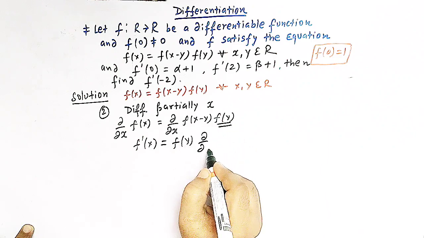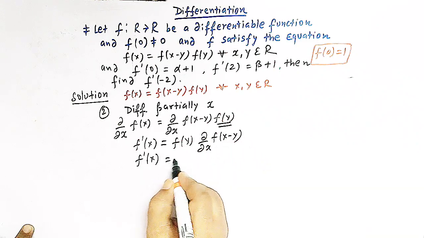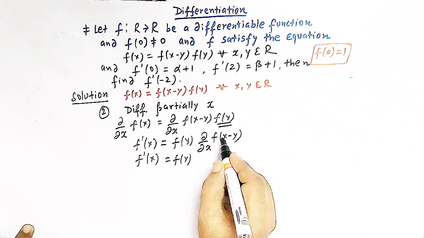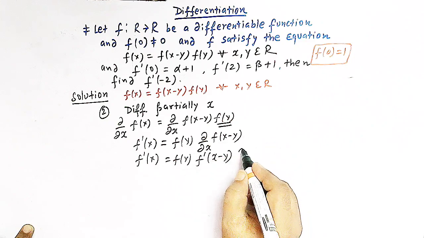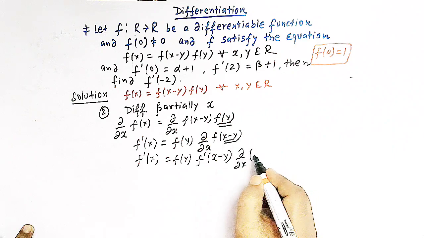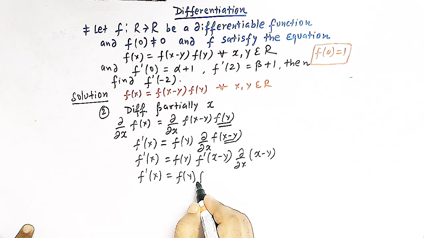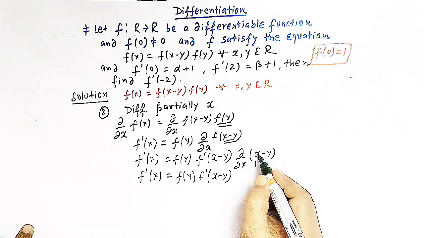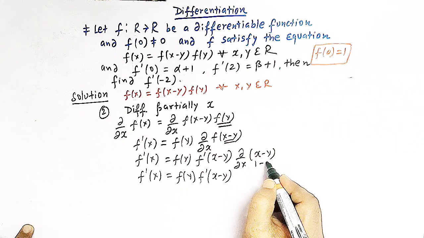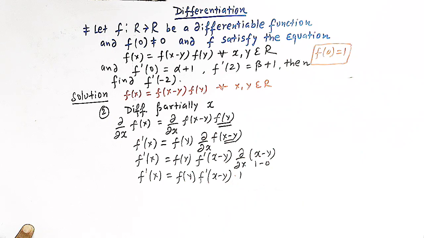So we have del by del x of f of x minus y. We have f prime of x, here we have f of y, and now first we differentiate f, so we have f prime of x minus y, and then by the chain rule we differentiate this factor, that is x minus y. So we have f prime of x is equal to f of y times f prime of x minus y times the derivative of x minus y, and the derivative of x with respect to x is 1, and the derivative of y with respect to x is 0, because y is treated as a constant. So here we have 1. Okay, so now here we have this equation.